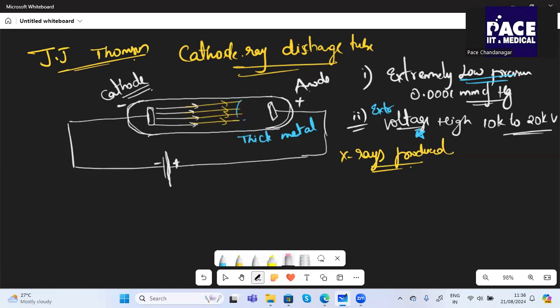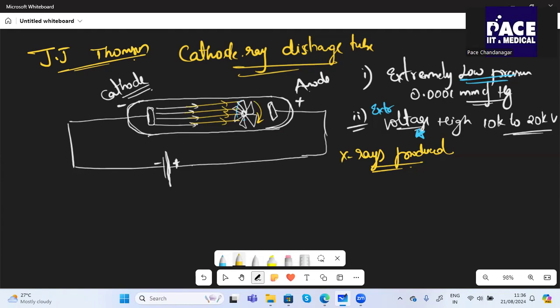And the other one: when you put a paddle wheel here, a wheel kind of thing, these rays will show a mechanical effect. What do I mean by mechanical effect? This wheel starts rotating, thereby we understand that there is some mechanical motion. Anything which creates motion has some mechanical energy in it. So these cathode rays constitute electrons, although their mass is negligible, but due to their high speeds, the momentum of these electrons is high. What do I mean by momentum?